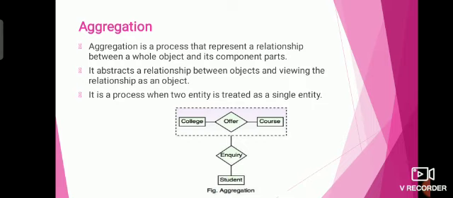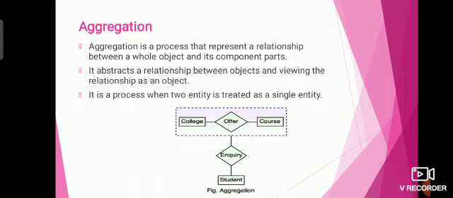Next one is aggregation. It is the process that represents the relationship between a whole object and its component parts. It abstracts the relationship between the objects and views the relationship as an object. In aggregation, it is the process in which two entities will be treated as a single entity.